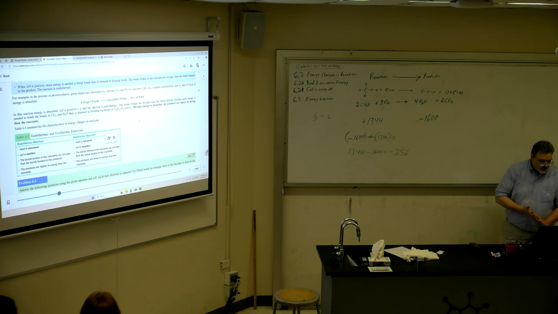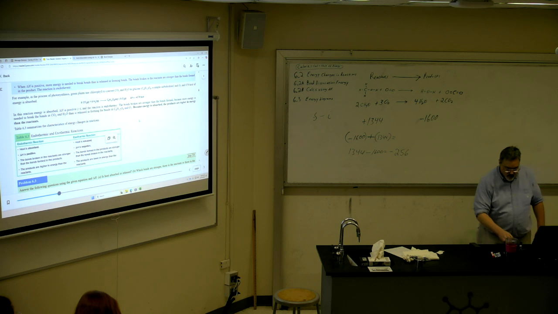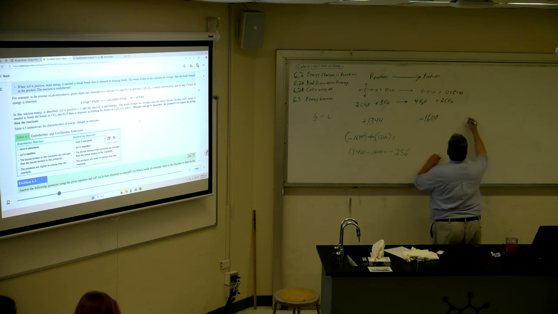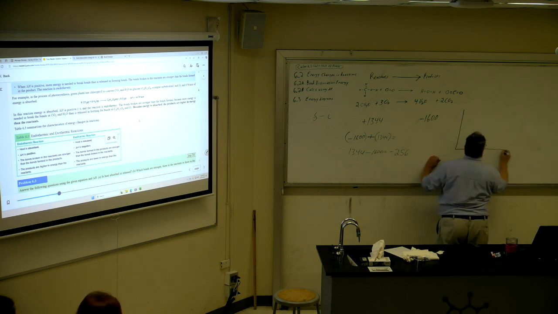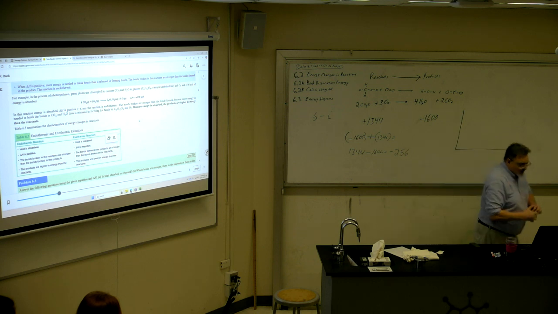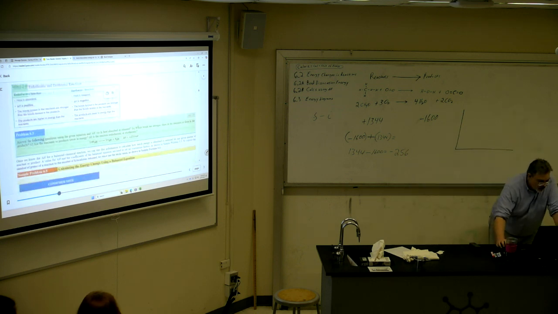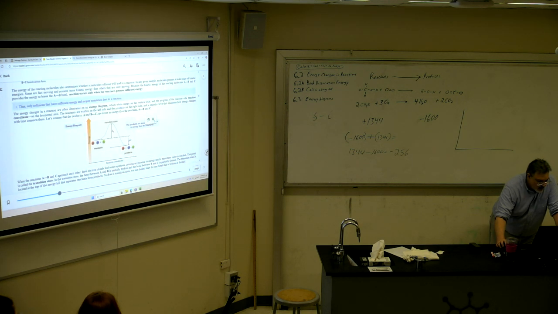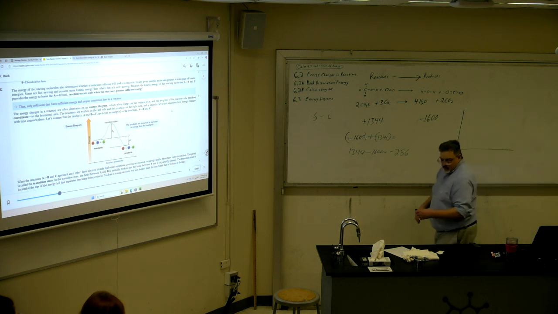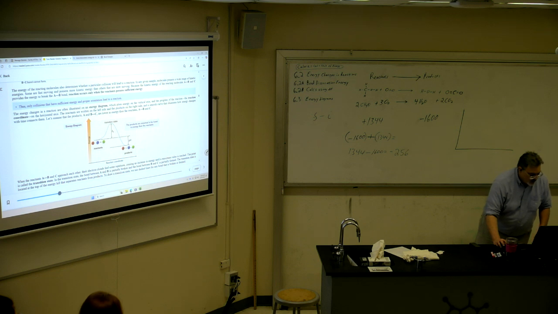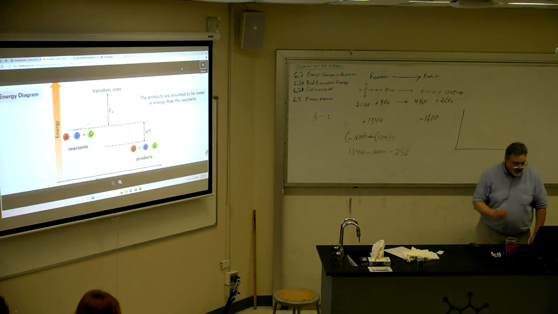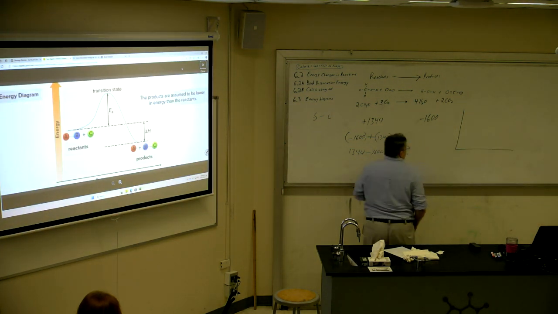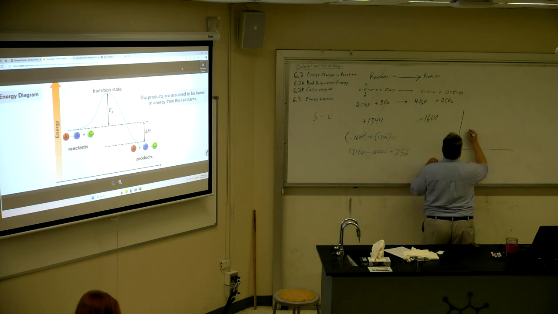Exothermic products are lower in energy than the reactants. Yeah, that makes sense. Okay. So let me do this. This is what we call the energy diagram. Theirs looks very busy compared to what I'm about to show you, but that's what I'm going to draw here. You've got an energy diagram.